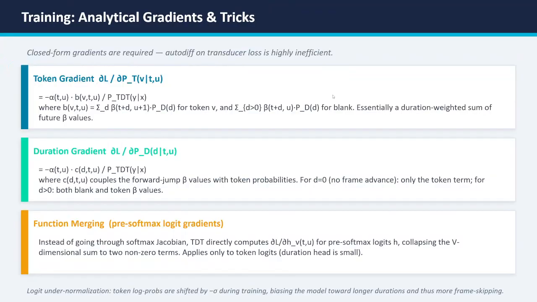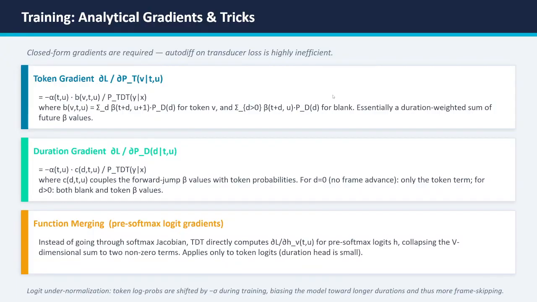Once we have the loss, we need to derive the gradient for training. A major contribution of this paper is deriving closed-form gradients rather than relying on automatic differentiation. This is because auto differentiation on transducer loss is notoriously slow.